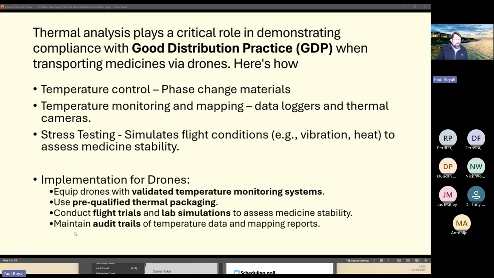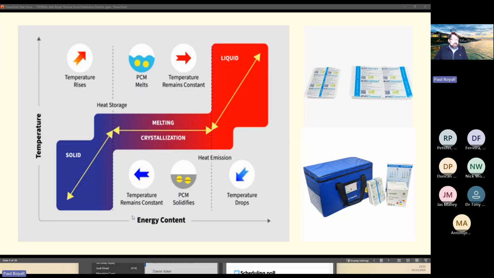What's the implementation for drones? We need to equip things with temperature monitoring systems. We need thermal packaging. We need phase change materials. We need light phase change materials. We need to do some flight trials and lab simulations, and we need to put all this information into some kind of audit trail. And now we're going to get back to thermal analysis, because you know this, don't you?